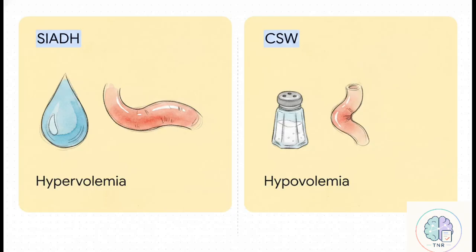Now, this brings us to a massively important distinction. You absolutely must differentiate SIADH from cerebral salt wasting, or CSW. Both of these are going to give you low sodium. But while SIADH presents with hypervolemia or euvolemia, CSW presents with hypovolemia. You've got to get this right early on because the treatments for these two are basically polar opposites. It's a real make-or-break clinical moment.